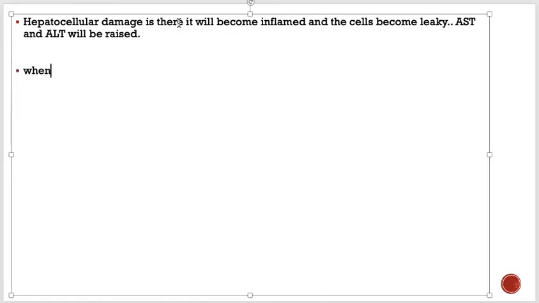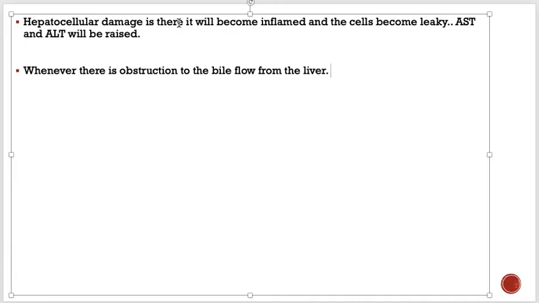Now, whenever there is obstruction to the bile flow from the liver: there is a biliary tree which comes out from the liver, is connected with the gallbladder, then connects with the pancreatic duct and makes the common bile duct, which drains out into the second part of the duodenum.